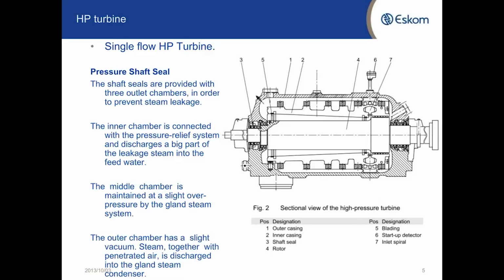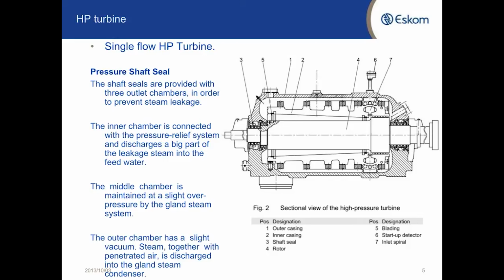The shaft seals are provided with 3 outlet chambers in order to prevent steam leakage. The inner chamber is connected with the pressure relief system and discharges a big part of the leakage steam into the feed water. The middle chamber is maintained at a slight overpressure by the gland steam system, and the outer chamber is at slight vacuum. Steam together with penetrated air is discharged into the gland steam condenser.